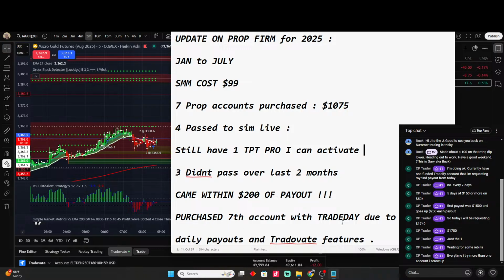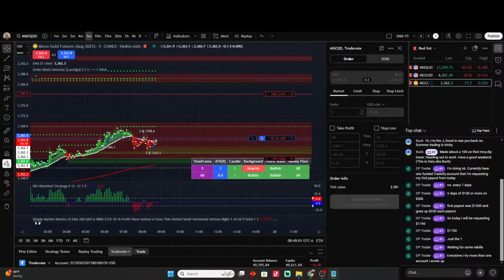The 7th account is a trade day account. I found the best code and the best deal with that as of right now. But yeah, that's where I'm at for the year. That's an update for me.